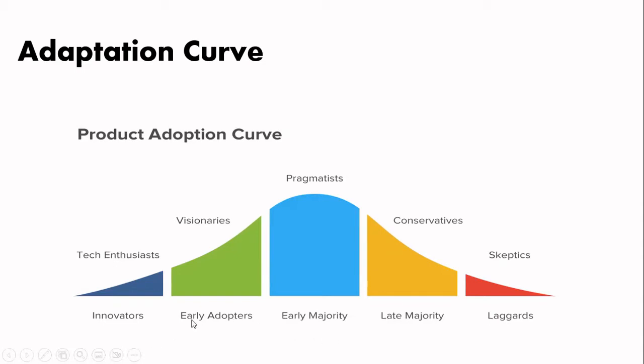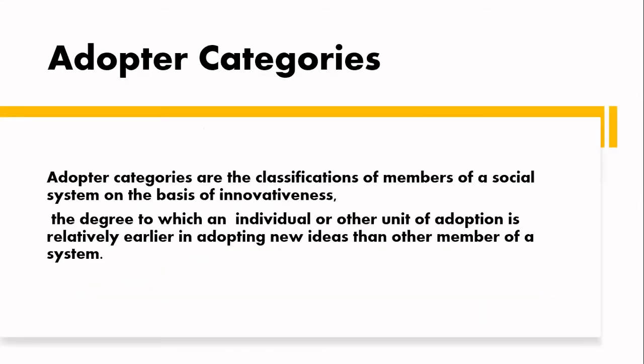There are five categories: innovators, early adopters, early majority, late majority, and laggards. These are the five categories of the adoption curve. The adoption curve explains how the entire social system adopts the innovation through the previous five stages, right? How they take knowledge, how they take decisions, whether they reject or practice it, and how they go for confirmation. How the entire society responds to those stages is called the adoption curve.